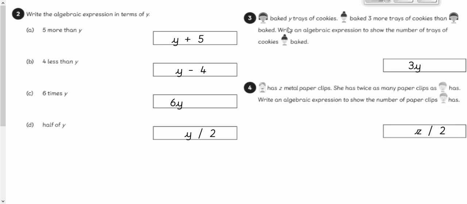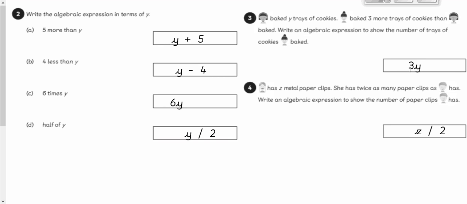Question 3 here. This girl baked y trays of cookies. And this one baked 3 times as many trays of cookies as this one. So 3 lots of it. So however many this one bakes, the other bakes 3 lots of it.